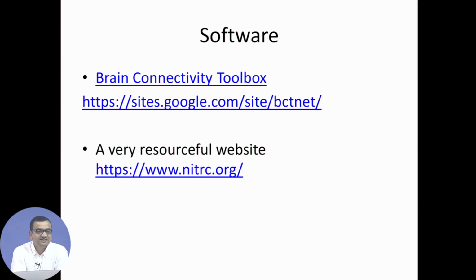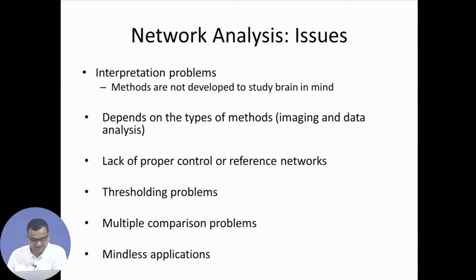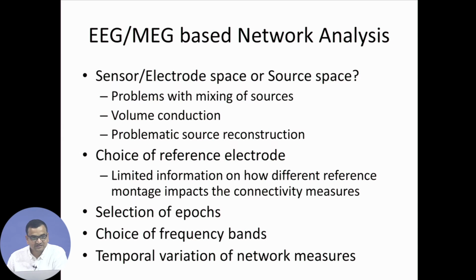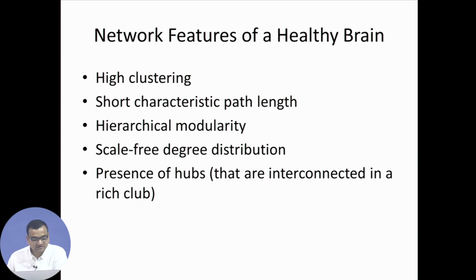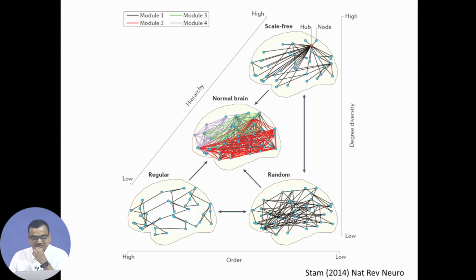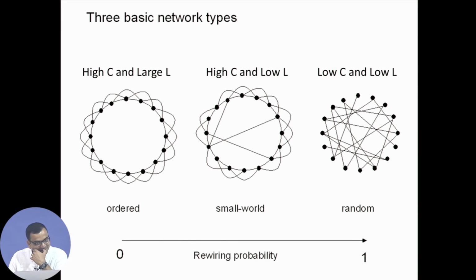Could you go to the slide where you have shown three different networks, before this one? Yeah. Could you explain that probability? Oh, the rewiring probability.